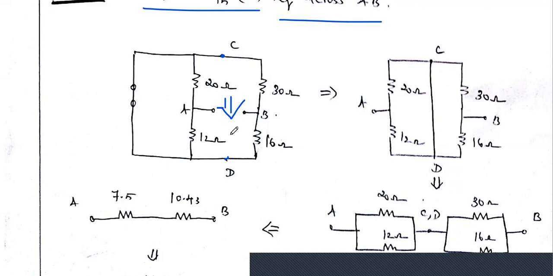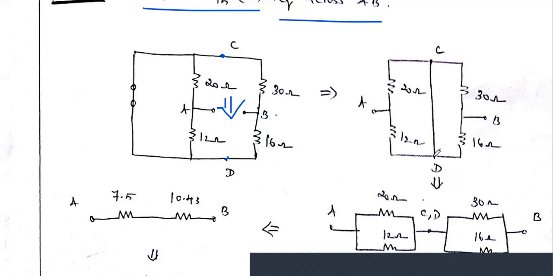C and D is the same point. That is the meaning. So now I am redrawing this diagram like this. So you see this point A, this point B, C, D is short circuited. So this short circuited line I am drawing in center.